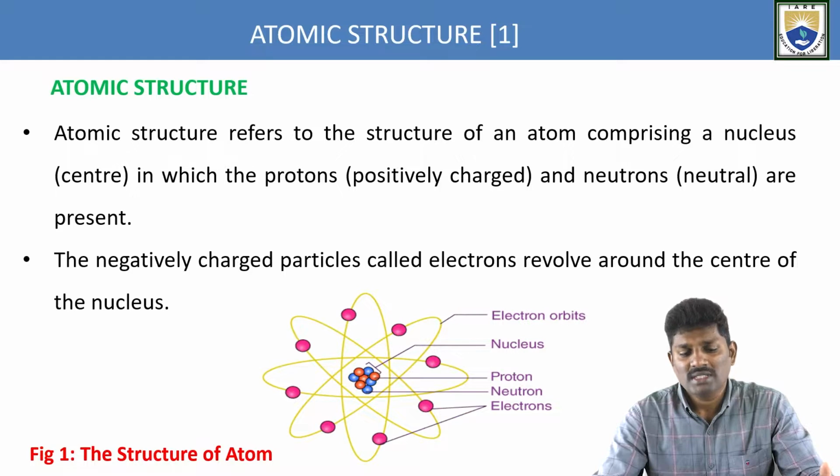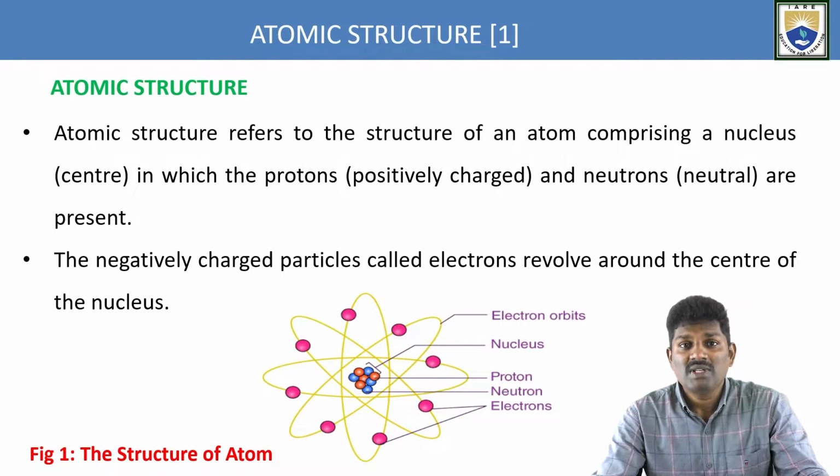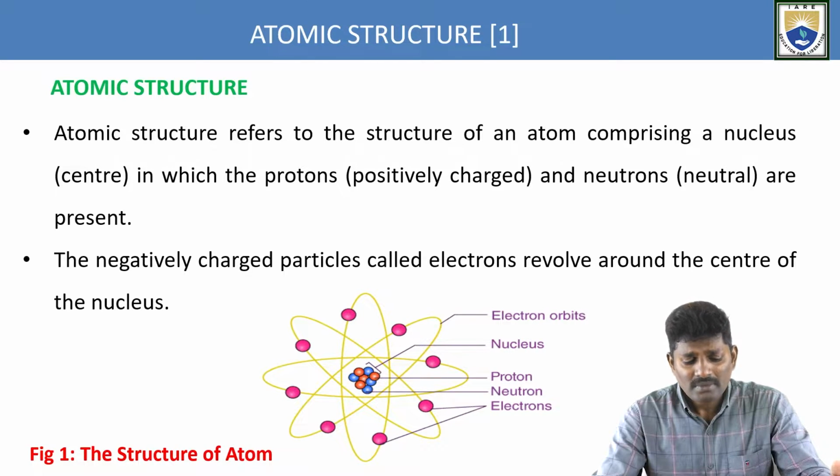So, what are the protons here? Protons are positively charged, and neutrons are neutral. The negatively charged particles are called electrons. So, this is the complete structure of an atom. Atomic structure is nothing but the combination of electrons, protons, and the nucleus.